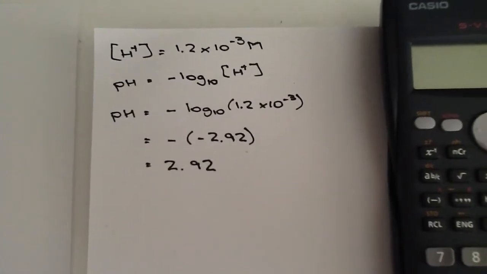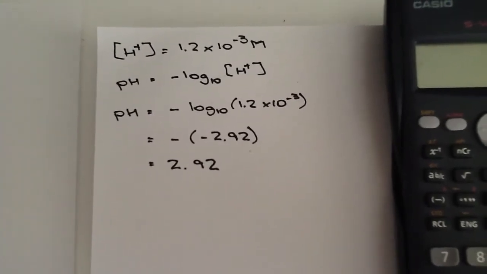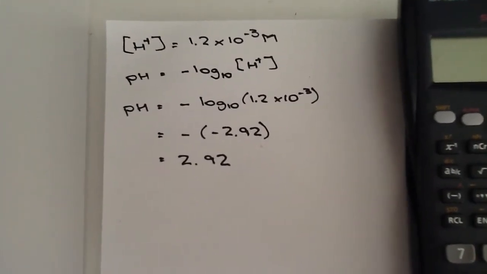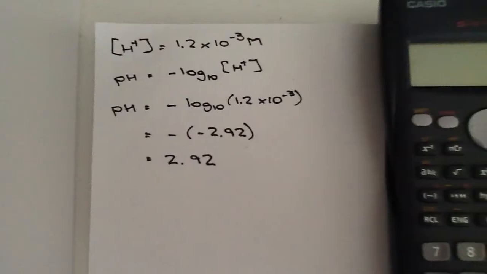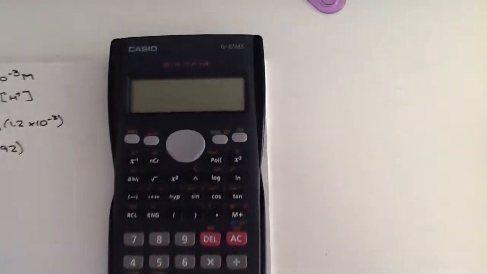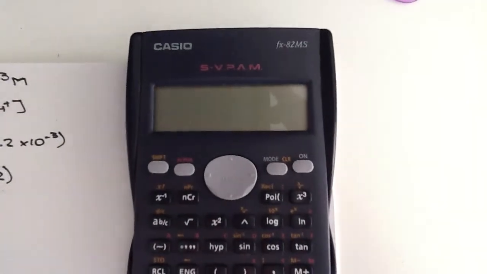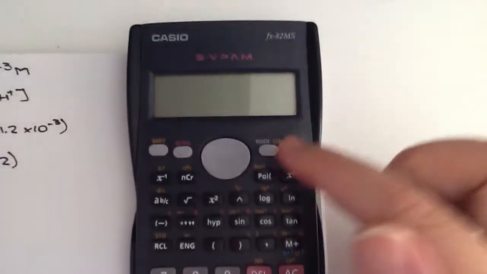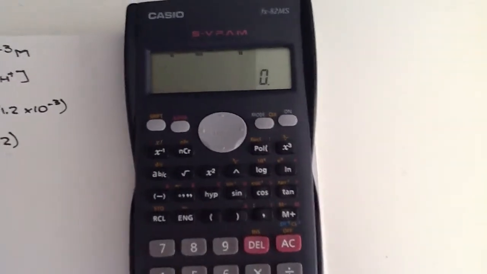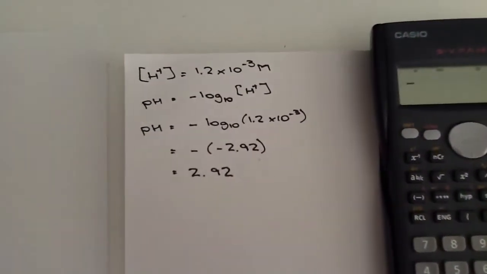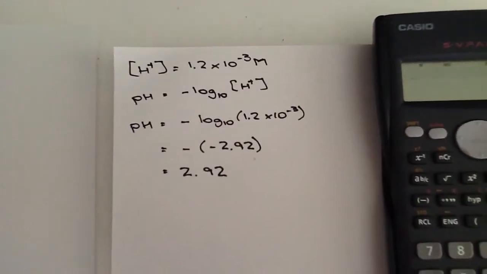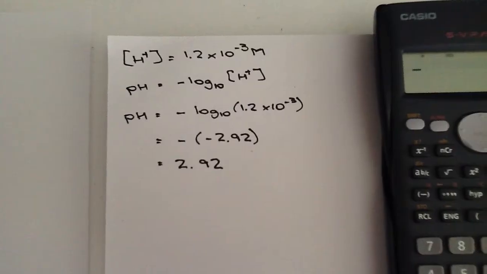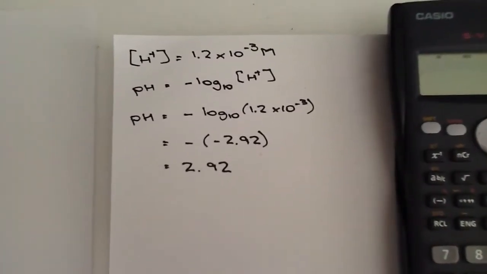Therefore, the calculation that we need to do is negative log base 10 of 1.2 times 10 to the minus 3, as you can see here. I'm now going to perform this calculation on a common calculator, the Casio FX82MS model. When you're first starting out, let's just take the log of the concentration part of the equation first, and as long as we remember to take the negative at the end, we'll be okay.